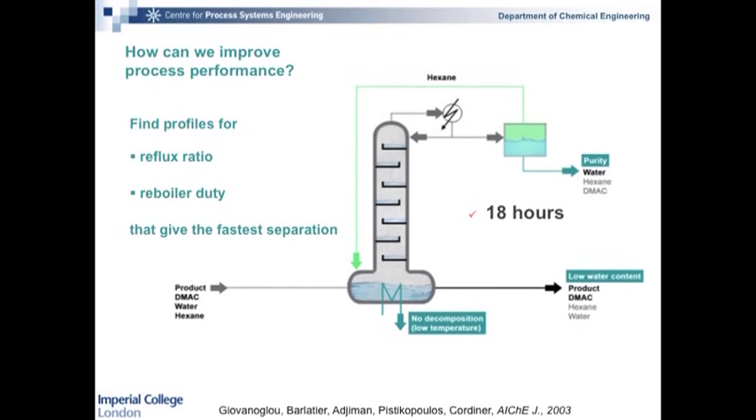product. Okay, so if we want to improve this process, to improve the performance of this process, looking at the overall process, it appeared that this step here was a bottleneck. It was taking the longest. And so if you wanted to shorten the time to do this, you might try to change the reflux ratio, the reboiler duty, in order to minimize the separation time. And in doing that, you'd find that it takes 18 hours to effect this separation. Okay? But now, can we do better than this?